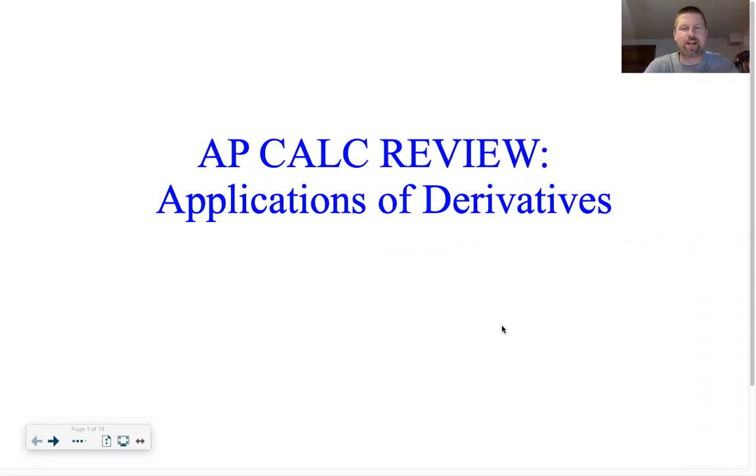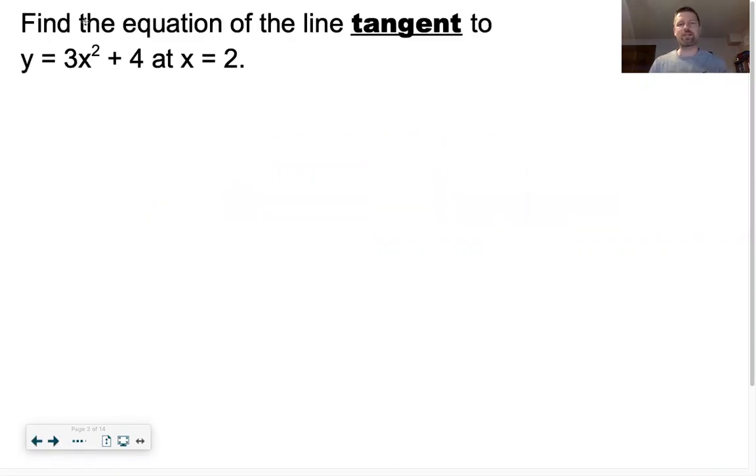Welcome back. We're doing applications of derivatives review today. It's all the same derivatives you've been doing, but actually now applying them. So a really quick and easy one, we've done tons of these. It says find the equation of the line tangent to 3x squared plus 4 at x equals 2. We're going to go through a bunch of examples like this.